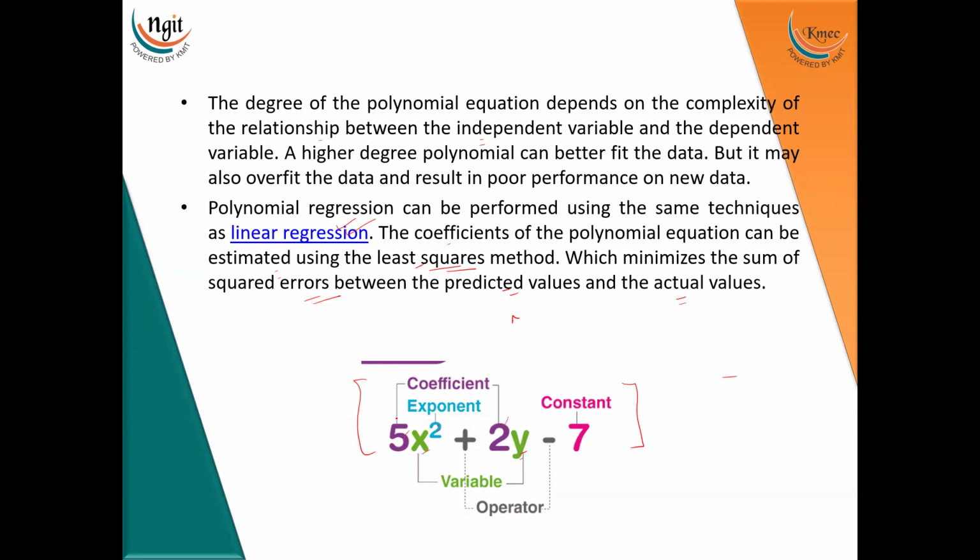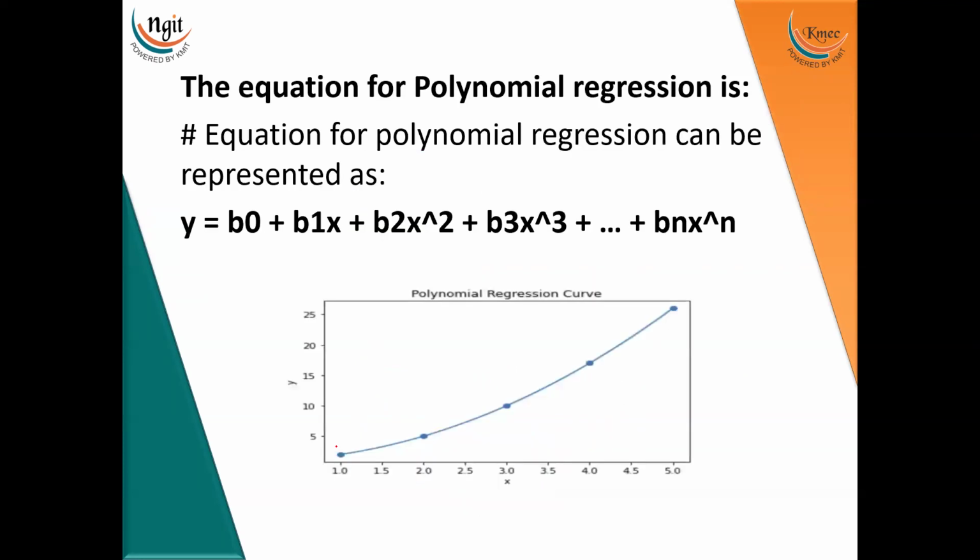This 5 and 2 are the coefficient and this is the constant, and these plus and minus we can say it is an operator. This is how the polynomial equation will be. And coming to the equation for polynomial regression, it is represented as y equal to b0 plus b1 into x, b2 into x square, b3 into x cube, so on, up to bn into x to the power n. And the polynomial regression curve will be something like this.